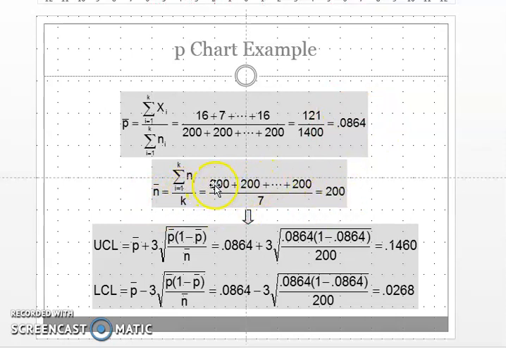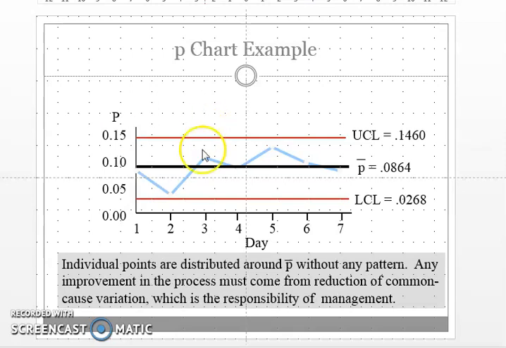They have calculated the total rooms inspected on each day divided by the number of days. Then you have to calculate the upper control limit and lower control limit. The formula is given, p bar calculated, n bar calculated. Then you will get the upper control limit equal to 0.1460 and the lower control limit equal to 0.0268. And after that you have to plot the graph.